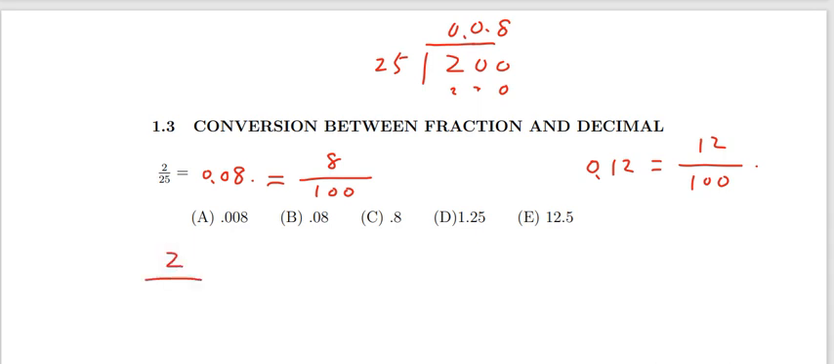So how can we change it? If we change the denominator to 100, then for the numerator we just multiply by 4 as well. So here multiply by 4, here multiply by 4. So that equals 8 over 100, or 0.08.